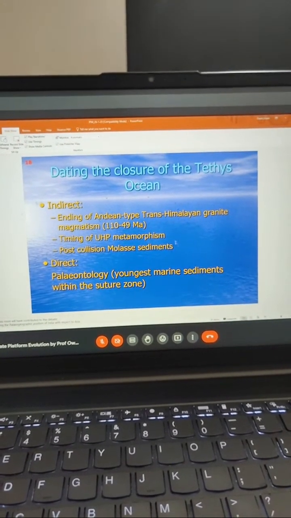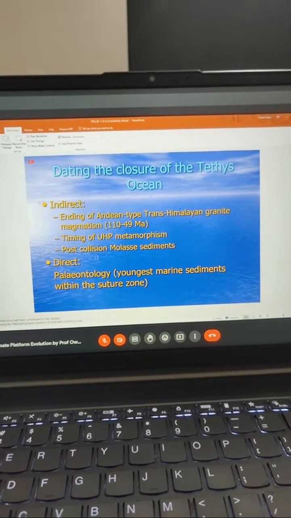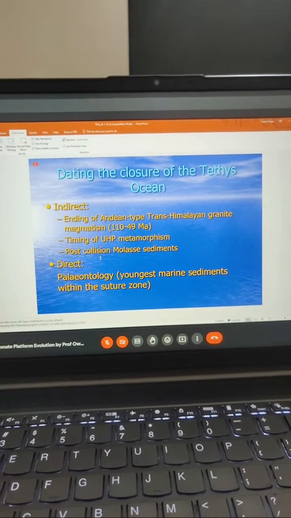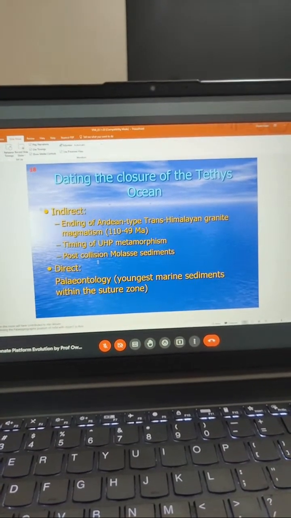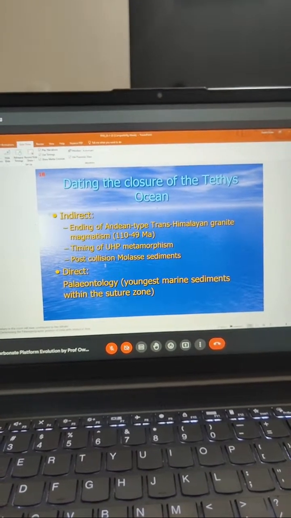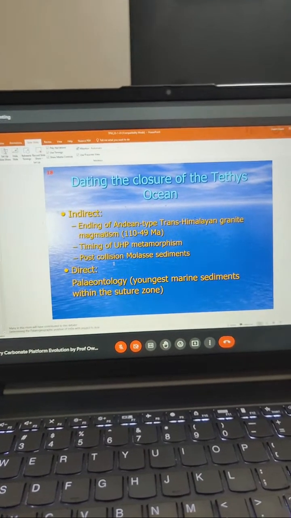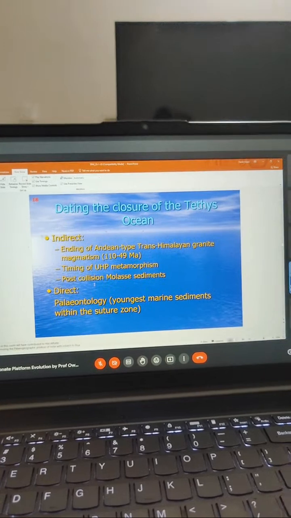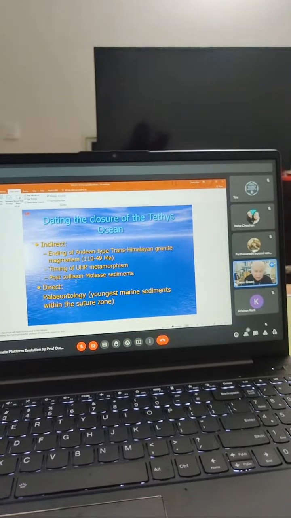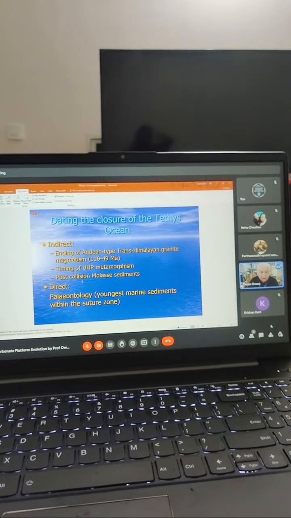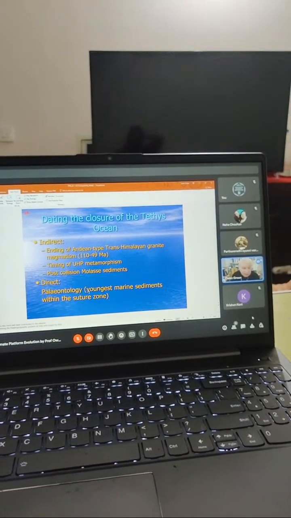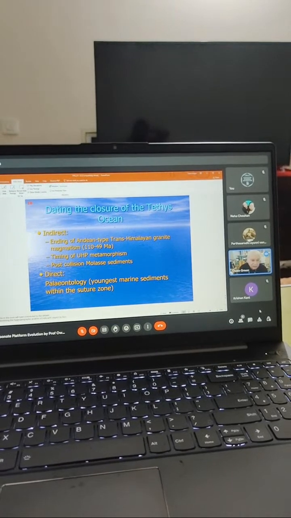Another group of researchers look at the post-collision molasse sediments that are formed. In other words, the first terrestrial sediments you've got, and that will also give you a date which is clearly a lot younger than the absolute dates from either the metamorphism or the granite emplacements. But what Mike suggested to me was that we have a better direct method of dating when India and Asia collided, and that was via the paleontology, looking at the youngest marine sediments that occur within the suture zone of the area.